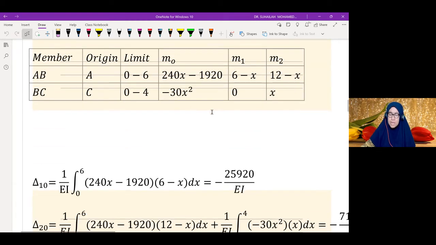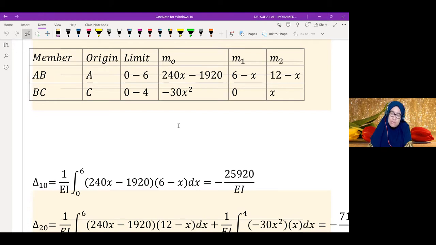So we transfer all the moment equations into the table. In the table we have the column for member, origin, and limit. Origin is very important. Limit is also important because we will substitute the limit whenever we want to calculate displacement. So we have 3 columns for the moment equation, starting from M0 followed by M1, M2.